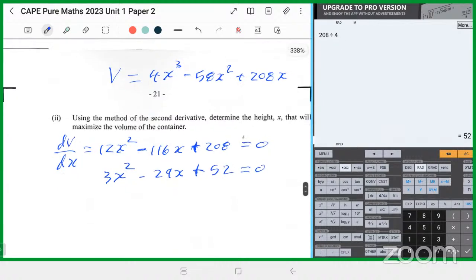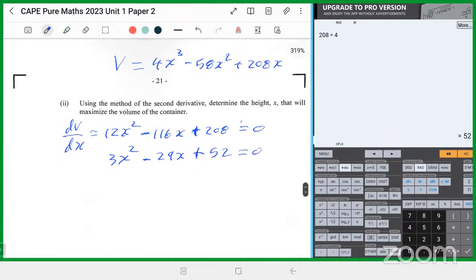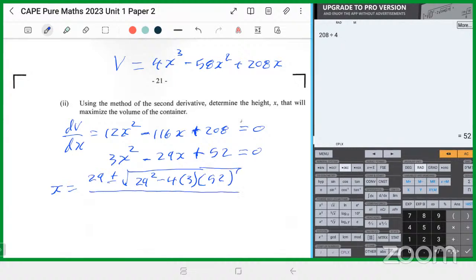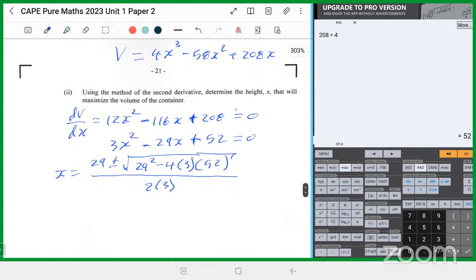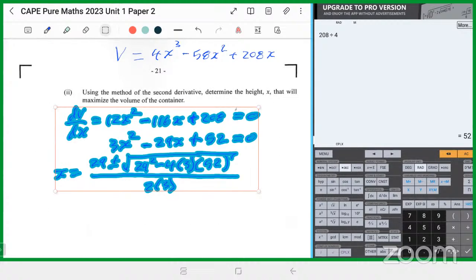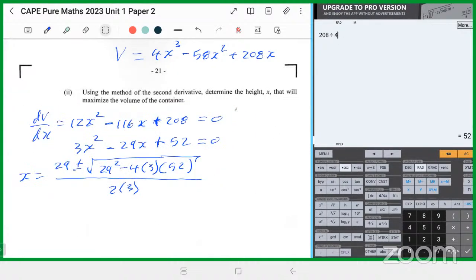And then can this be factorized? I don't want to find out. I'm gonna use the quadratic formula. So x is gonna be minus b, which is 29, plus or minus the square root of b squared, which is 29 squared, minus 4 times a, which is 3, times c, which is 52, all over 2a, which is 2 times 3. All right, so that's gonna give me two values of x.